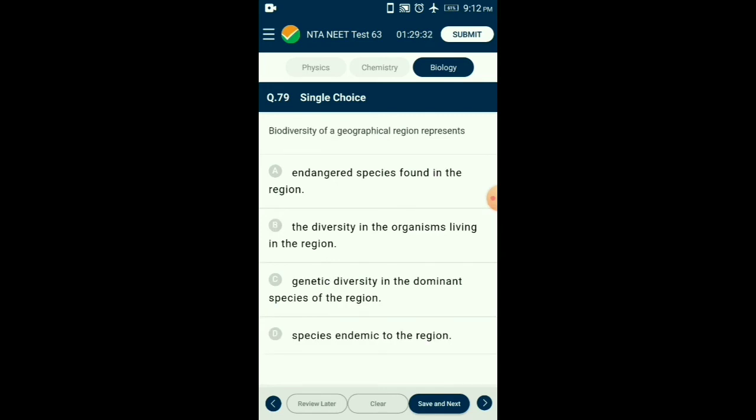Question number 79. Biodiversity of a geographical region represents. Biodiversity, also called biological diversity, is the existence of a wide variety of species, called species diversity, of plants, animals and microorganisms in a natural community or habitat, or communities within a particular environment, called ecological diversity, or genetic variation within a species, called genetic diversity. So the answer is option B, the diversity in the organisms living in the region.